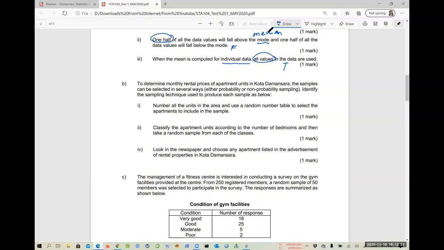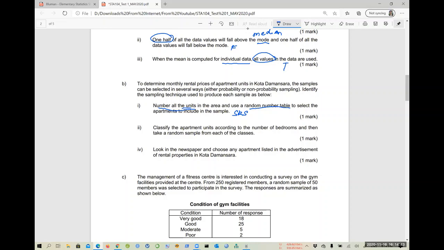In this case, you are doing some kind of lottery method, where you list all the elements in the population, give a number to each element, and pick one by one. The keywords here are that you number all the units and then choose using a random number table. So this is the definition of simple random sampling.